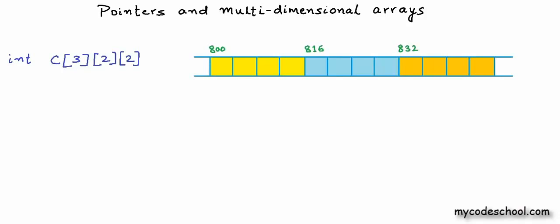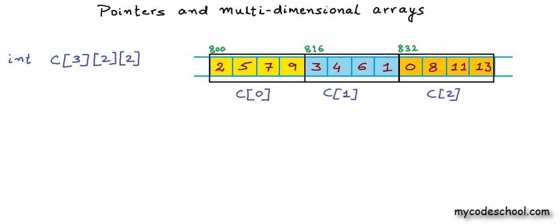So if I have to show C in memory, I will show it something like this. I have assumed that the starting address of C is byte addressed 800. The first 16 bytes starting address 800 is my first 2-dimensional array. I am assuming that each integer will take 4 bytes. So all these cells in yellow are part of the first 2-dimensional array. The next block of 16 bytes starting address 816 is C1, and the next block of 16 bytes starting 832 is C2. We can further break down the 2-dimensional arrays into one-dimensional arrays.